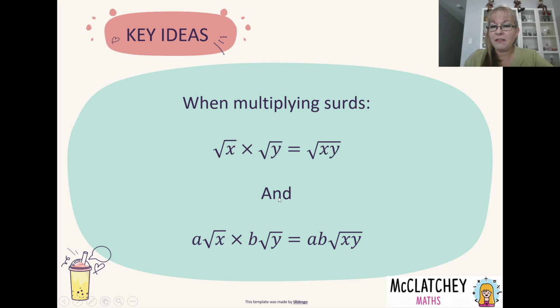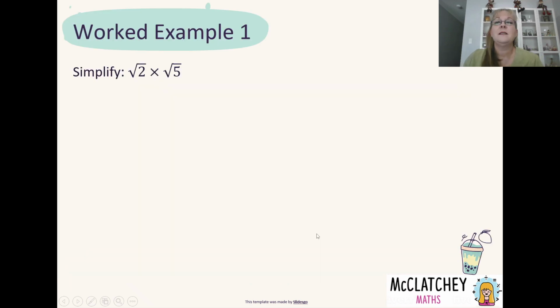Another way of looking at that is when we've got this situation with coefficients out the front, the x and the y get multiplied under the square root sign, and these two numbers out the front get multiplied and joined on without the multiplication symbol at the beginning. So let's have a look at that with some worked examples now. It'll make more sense than the abstracts of algebra.